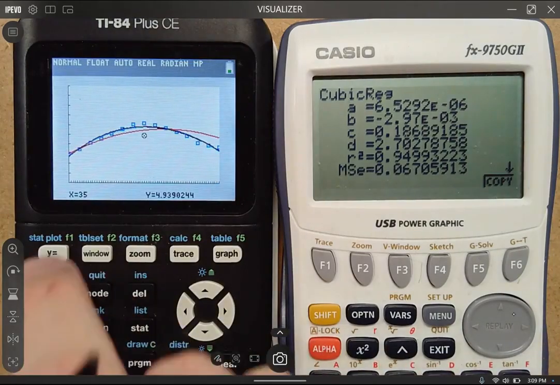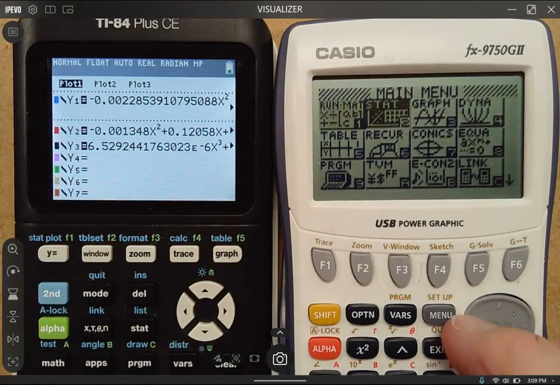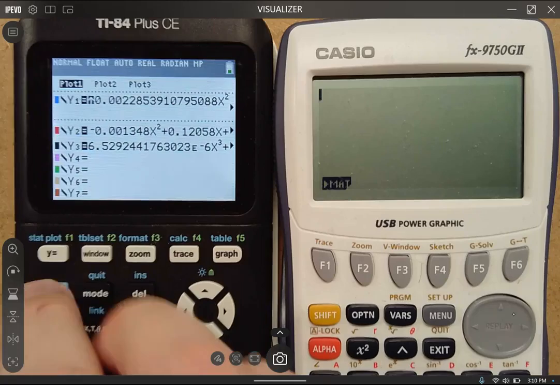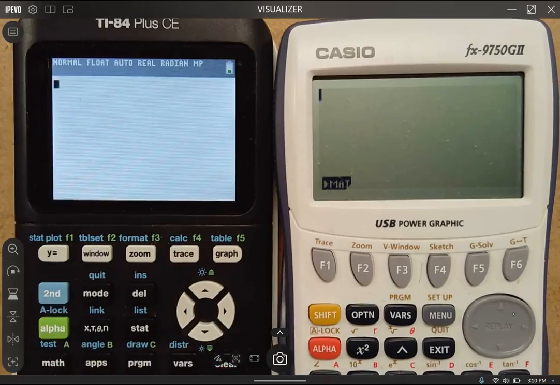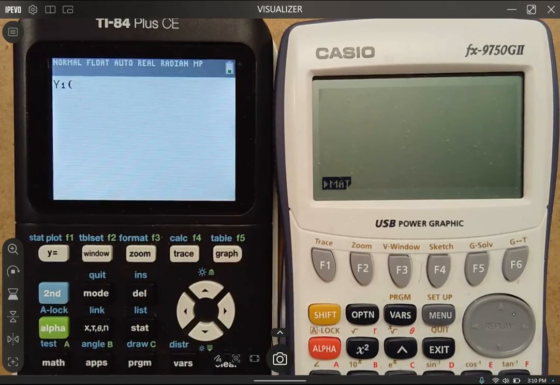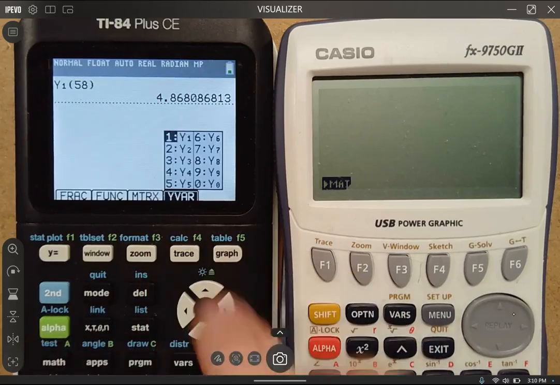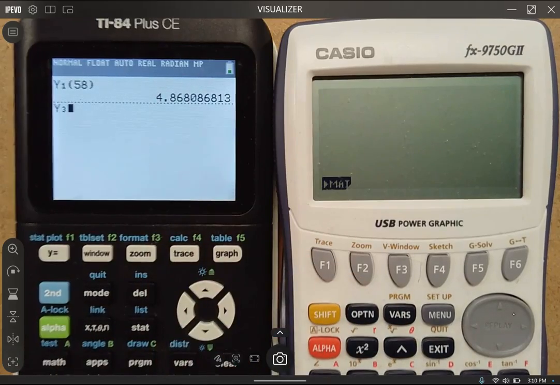All right, so I have them stored into both. I'm going to go into my run math. I have them under y1 and y3. So I'm going to go y1 of 58, that's what we're plugging in. So there's one value, and then y3 of 58, and we can compare our values. Very, very close. A little bit different, but very close.